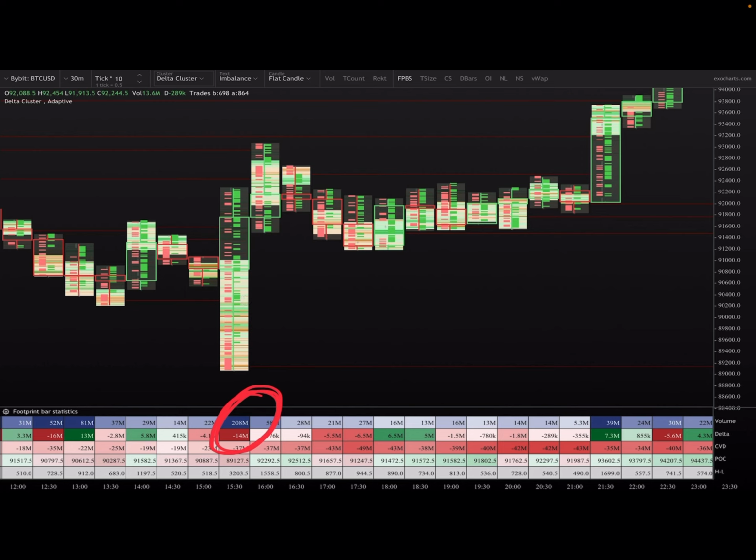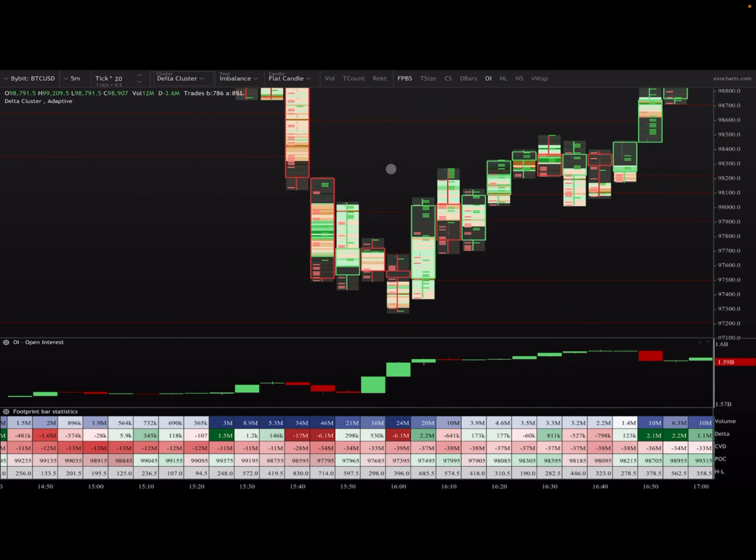There were big players putting limit longs below $90,000, and when people were getting liquidated, stopped out, or entering shorts, those big players were actually longing the market with limit longs. And that's why the price was pushing higher, even though the delta was negative. So this is another example of trapped traders as well.